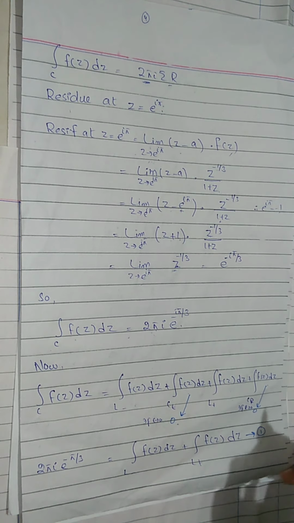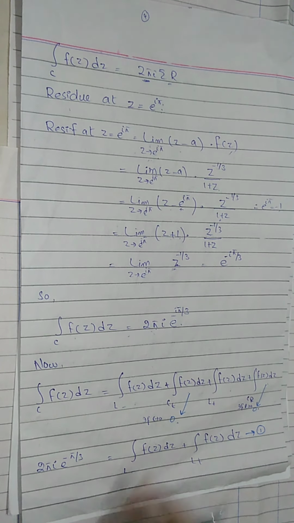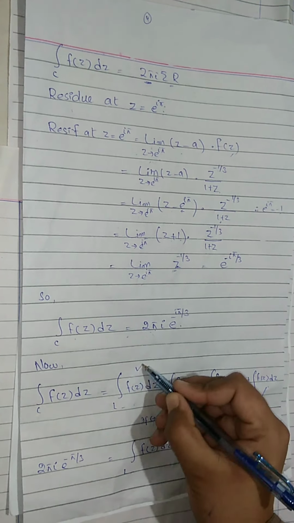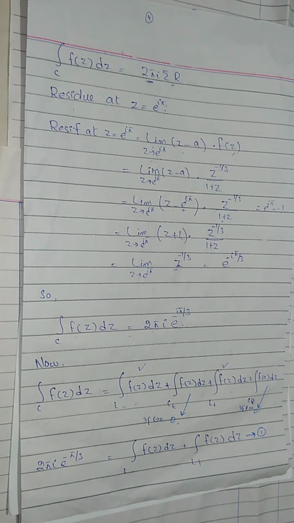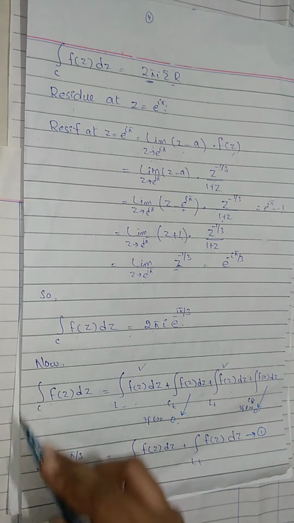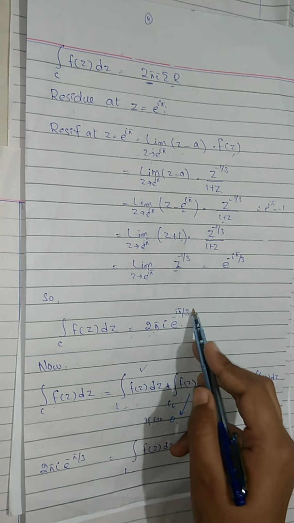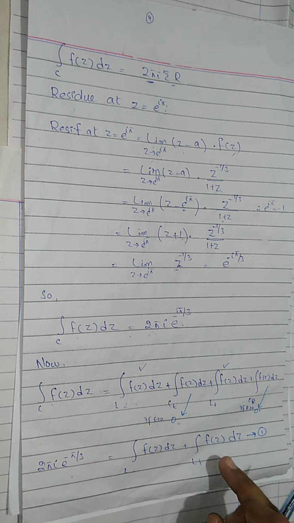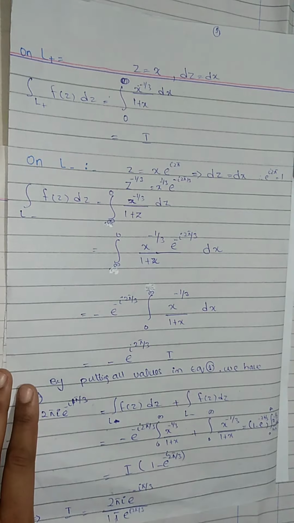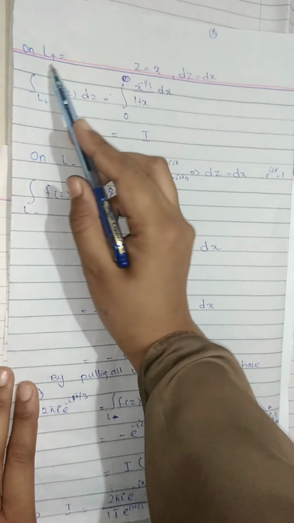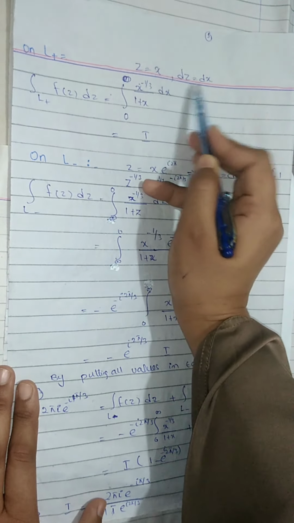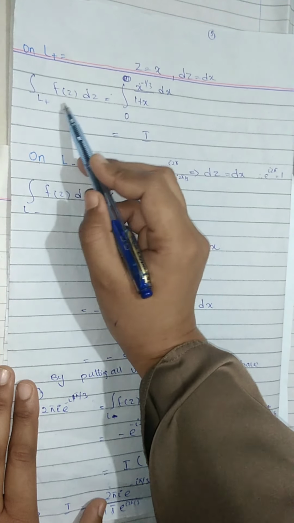When we apply the limit as z approaches e^(iπ), we have e^(-iπ/3). So the contour integral of f(z) dz is equal to 2 pi i, and putting in the value, the sum of residues is e^(-iπ/3). Now we break this contour using the principal value theorem.